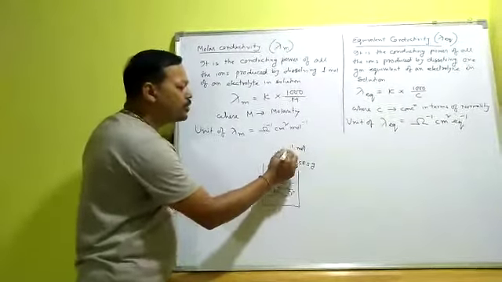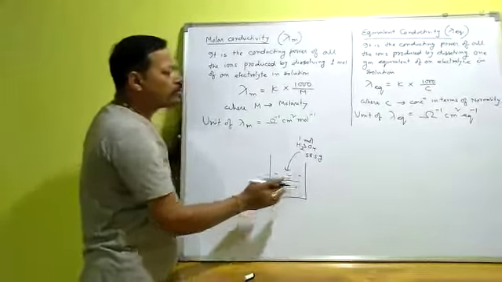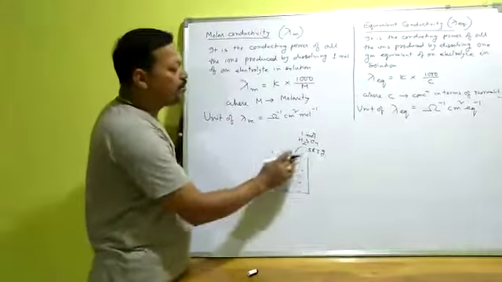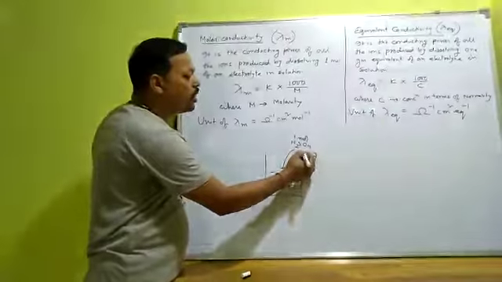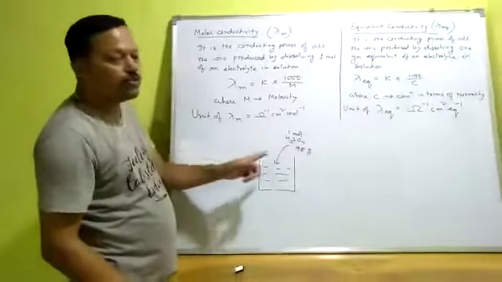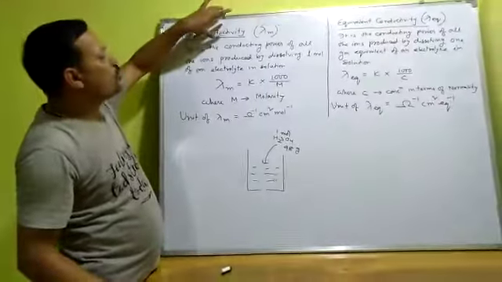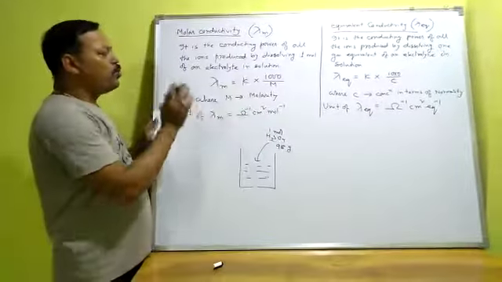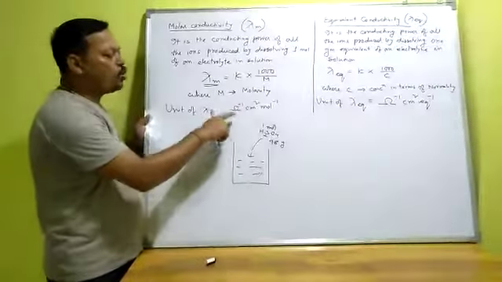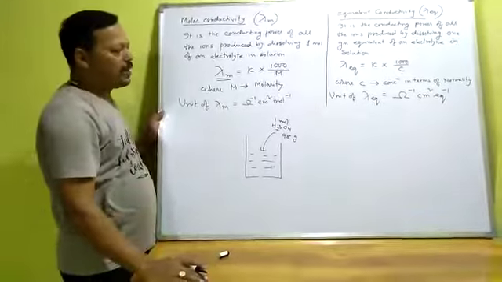Similarly, if you use the electrolyte sulfuric acid in your solution, then also you have to use exactly 1 mole of sulfuric acid. The molar mass of sulfuric acid is 98 gram. So 98 gram of sulfuric acid you have to dissolve in water. Then the conductivity you get is called molar conductivity. Molar conductivity is represented by the symbol lambda m, and its unit is ohm inverse centimeter square mole inverse. This is the unit of lambda m.